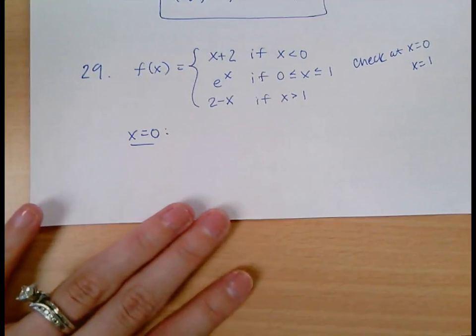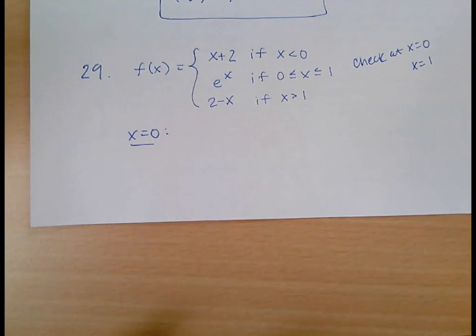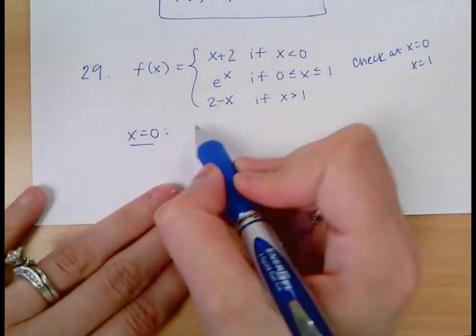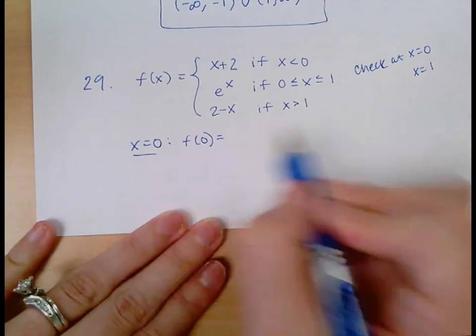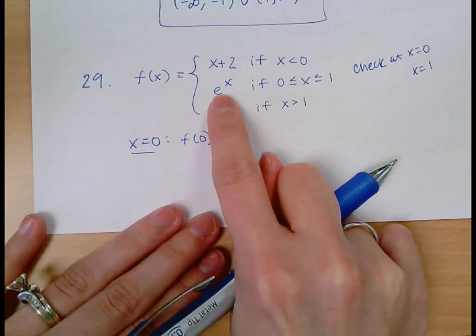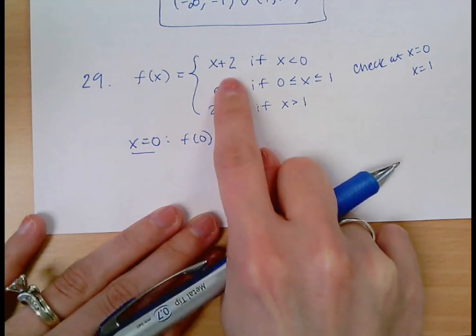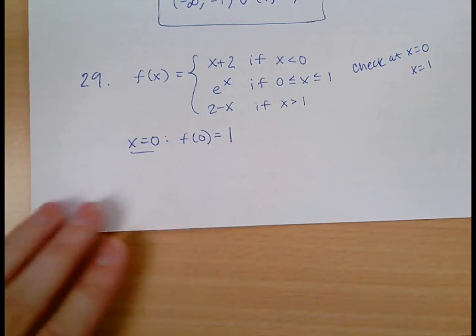So at 0, I still want to find the function value because that's going to tie into whether or not, if the limit does exist, does it actually equal the function value? So I would want to find f of 0. So I'd be looking at the domain where x can equal 0, meaning it's substituted into e to the x. So e to the 0 is just 1. So f of 0 is 1.